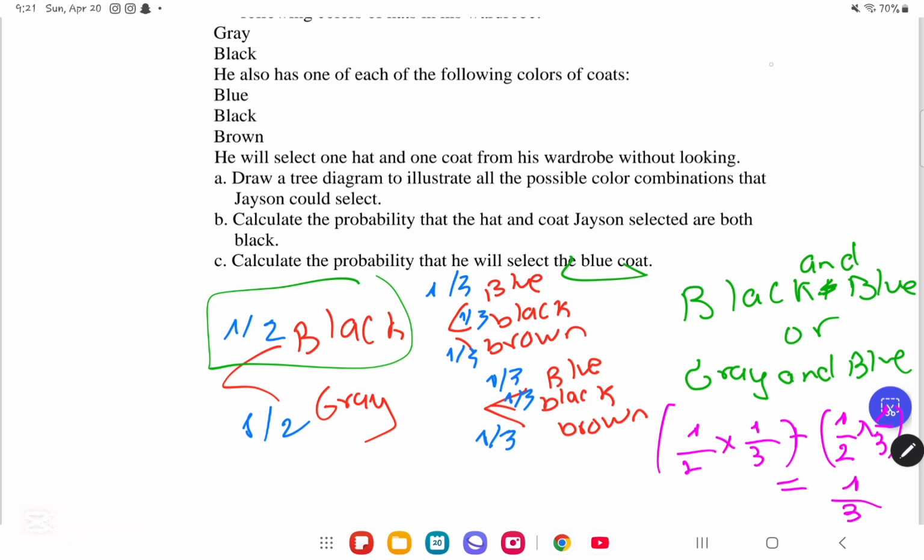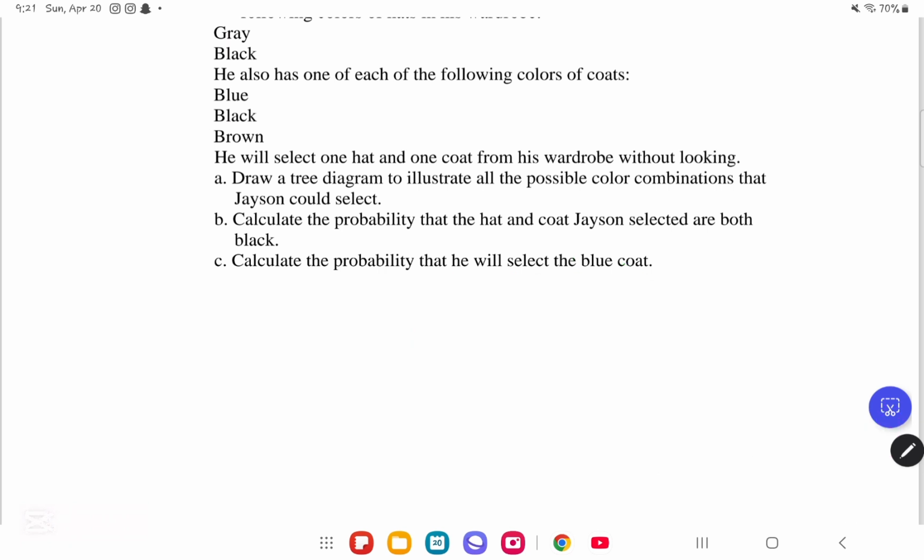You could do it like this, or directly you could know that the probability of him selecting the blue coat is going to be the same, because they are proportional. So it is just going to be 1 over 3. This is the probability of him selecting the blue coat.